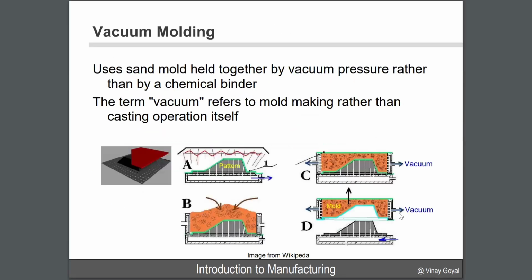Vacuum molding uses a sand mold that's held together by vacuum pressure. So it's not held by a chemical binder, but by vacuum pressure. And the term vacuum here refers to the mold making rather than the casting operation itself. So here's your pattern, and you pull the vacuum in here, and now you can extract the mold to then create your part. So it's using vacuum to pull the material into that mold, and then when everything solidifies, you pull the mold out and you achieve very nice parts.